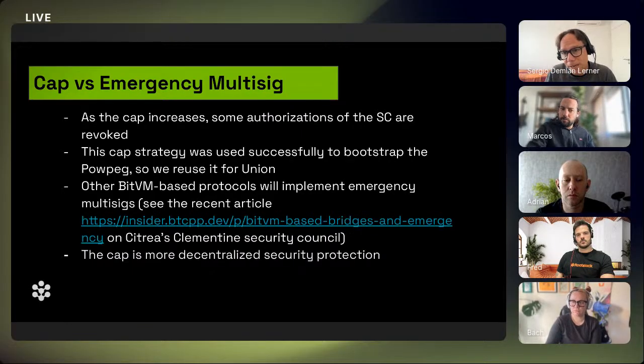And for a comparison with other BitVM protocols, what we know from talking with the other teams and from articles that have been published is everyone is going to have their own sort of security council. For instance, Citrea will launch with an emergency multisig, right? So it's not new that these new systems launch with some sort of fallback or security council to prevent any damage to the system. And we think that the cap is more decentralized than the emergency multisig. So that's why we are going with the cap.